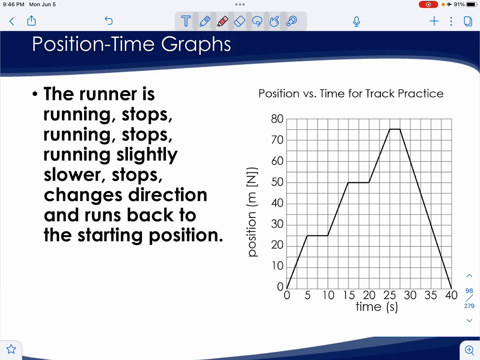So you can see that the runner is running. Then he stops, and then he keeps running, and then stops, and then runs, and then stops. And now he's all the way at 75 meters, right? North from the original position. And now he starts running back to the original position. And it takes him a little bit more than 10 seconds to get all the way back.